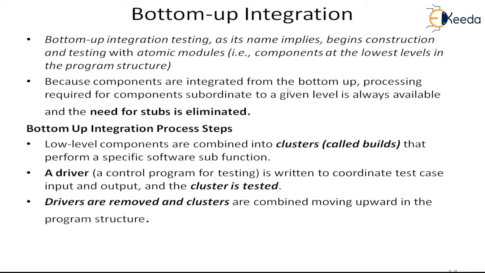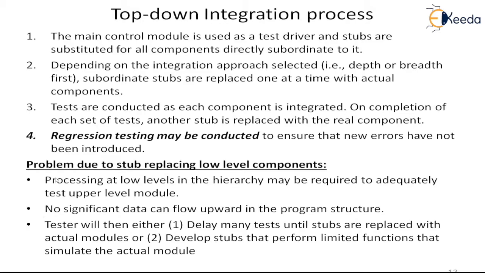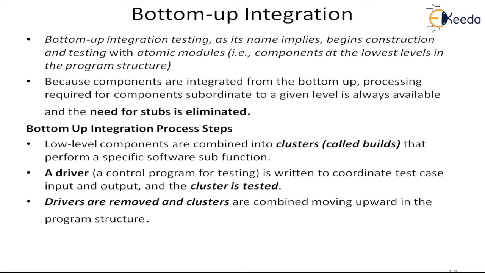Because components are integrated from the bottom up, the processing required for components subordinate to a given level is always available. Because it starts from the lower level, the subordinate levels are always available. So there is no need for any stubs. And the immediate upper-level functionality will also be satisfied because the lower one is available. So those two problems that we encountered in top-down integration, we don't have in bottom-up. So what are the process steps we follow in bottom-up integration?